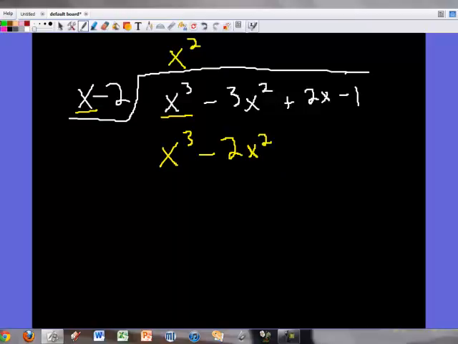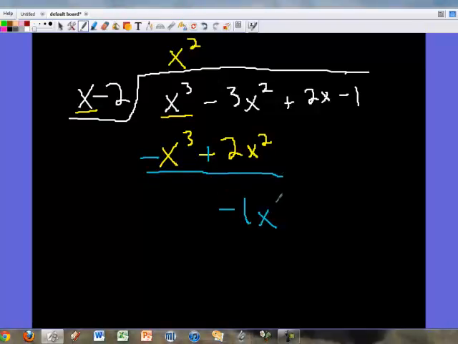So we divided, we multiplied, now we have to subtract. When we subtract, we change the signs. So that becomes a minus, that becomes a plus. Add straight down, negative 1x squared. Bring down, so plus 2x.